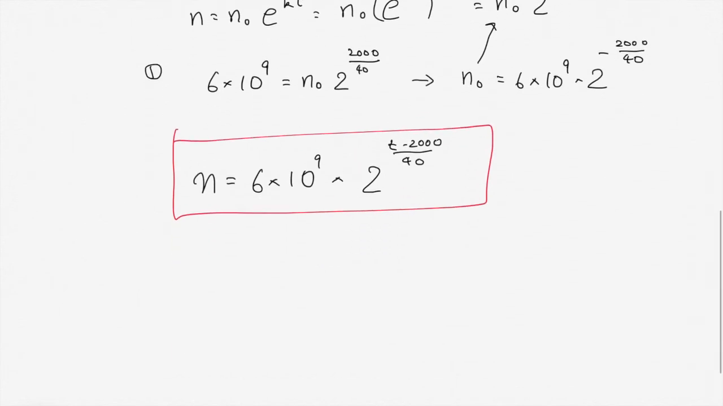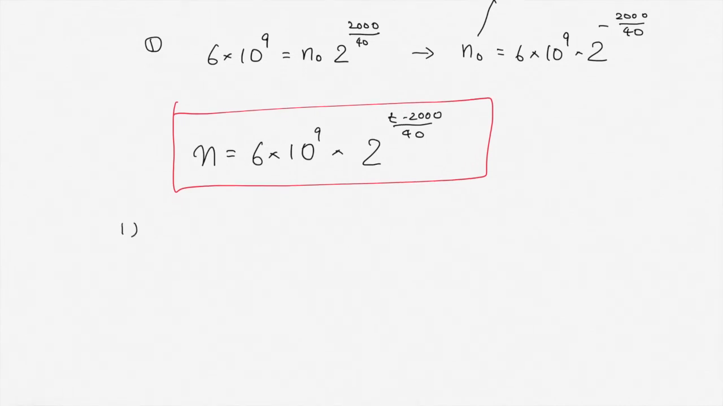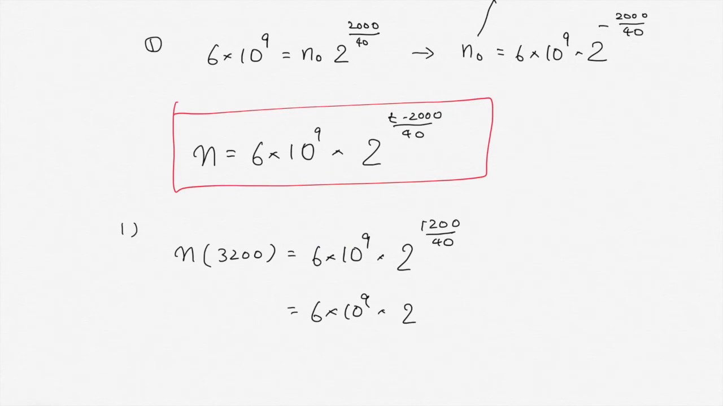So we use this expression to predict the world population in the future. The first one is 1200 years later from now, so t is 3200. You can substitute: 6 times 10 to the 9 times 2 to the 1200 over 40. So this is 6 times 10 to the 9 times 2 to the 30.